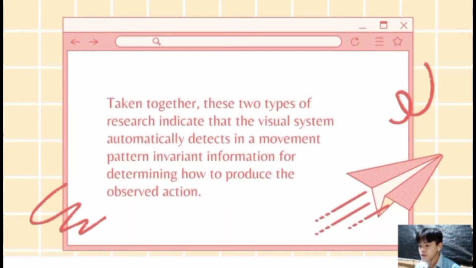Taken together, these two types of research indicate that the visual system automatically detects in a movement pattern invariant information for determining how to produce the observed action in some manner which scientists do not fully understand and continue to debate. The person translates and perceives information into movement commands to produce the action.